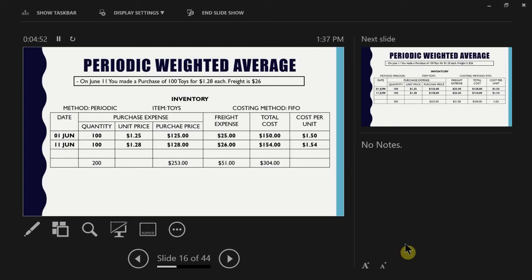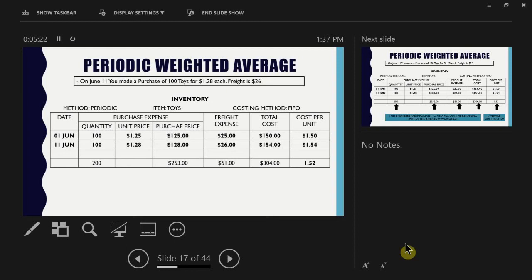We care about this number now, the average cost per item, which is going to take the overall 304 divided by the 200, and that will give you your average cost per item. Because in this case, we don't care about our batches. We care about spreading the cost amongst every single item that we purchased.